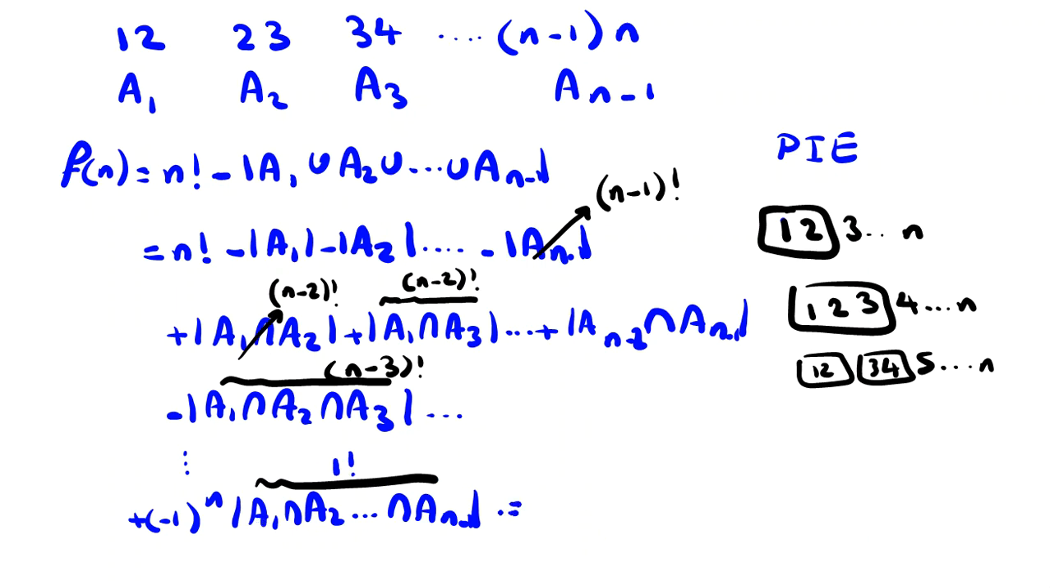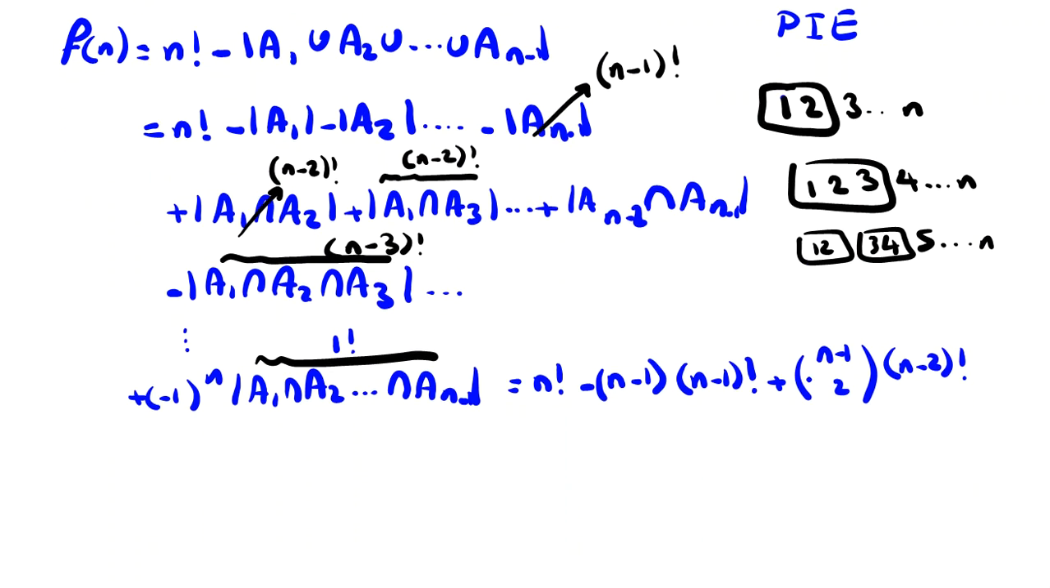So we can say, okay, it is n factorial minus n minus 1 times n minus 1 factorial, plus n minus 1 choose 2 times n minus 2 factorial.